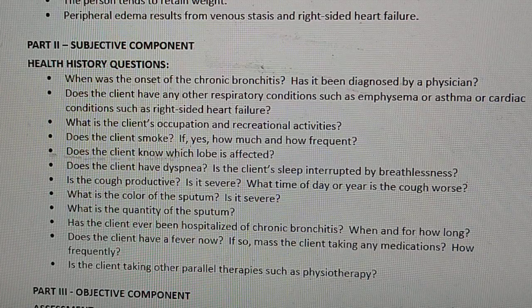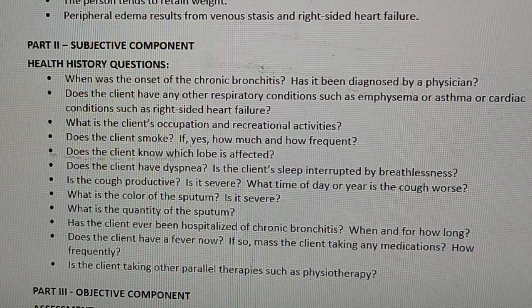Does the client have dyspnea, which means shortness of breath? You're going to ask your client, is the client's sleep interrupted by breathlessness? Is the cough productive? I already explained a productive cough a while ago. Is it severe? What time of day or year is the cough worse? I mentioned it is worse in the morning, in the evening, or during winter. So you're going to ask your client to know this.